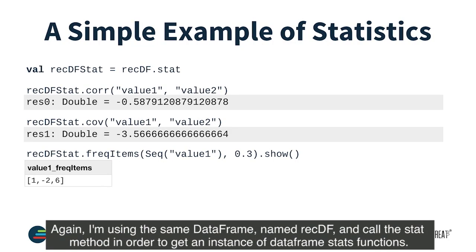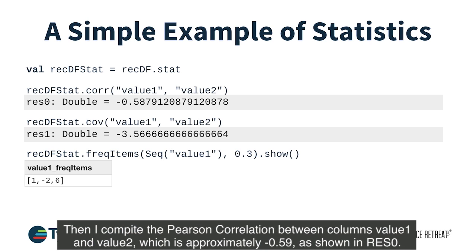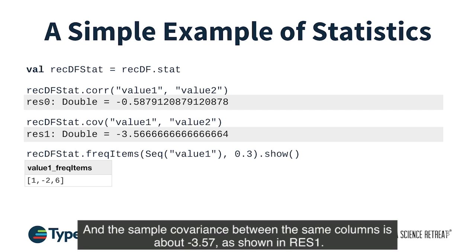Again, I'm using the same data frame named recdf and call the stat method in order to get an instance of DataFrame stats functions. Then I compute the Pearson correlation between columns value 1 and value 2, which is approximately negative 0.59 as shown in res 0. And the sample covariance between the same columns is about negative 3.57 as shown in res 1.